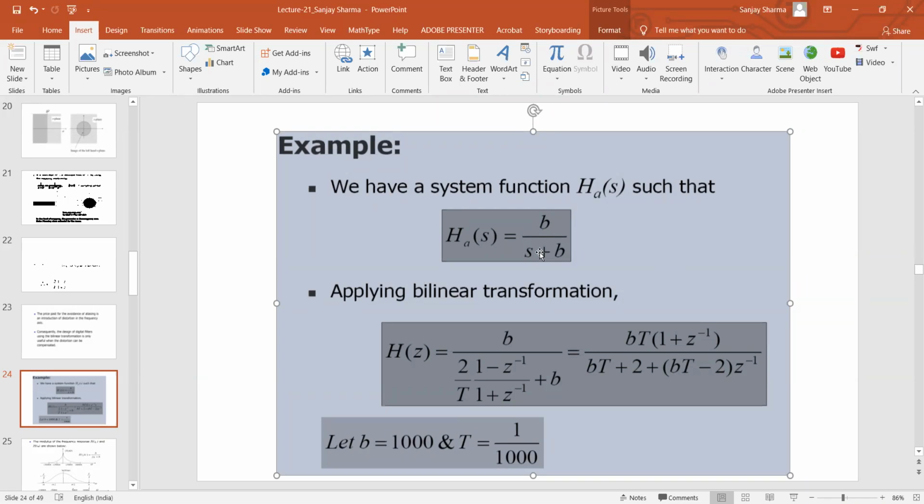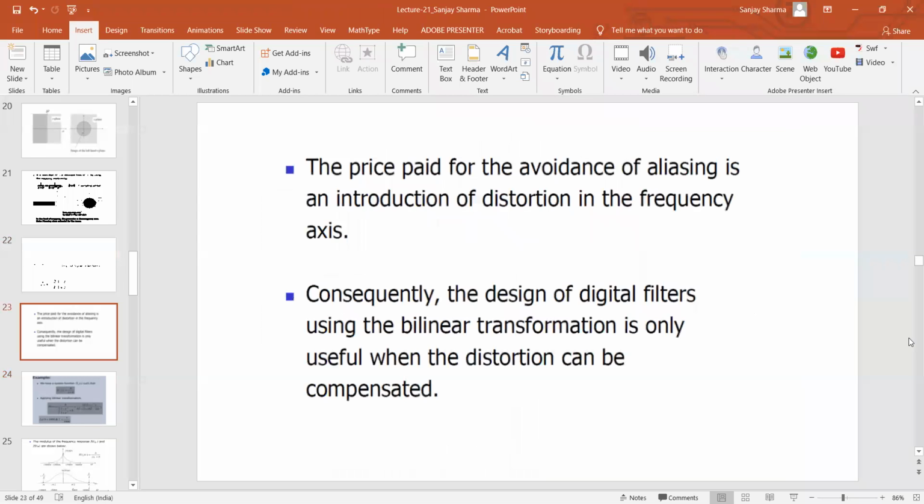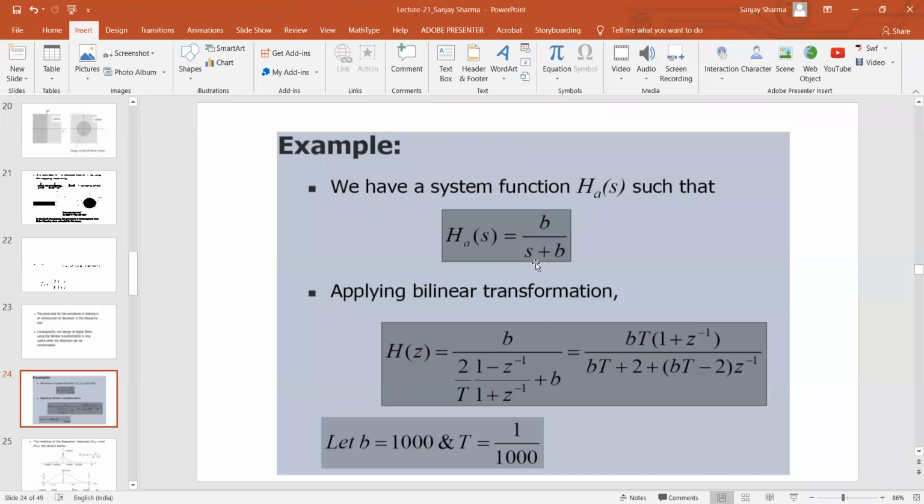But here in the bilinear transformation, as I told you, what you need to do is replace every s with this value. So that's the bilinear transformation. In this expression, every s has to be replaced with 2 by capital T, (1 minus z to the power minus 1) over (1 plus z to the power minus 1). That's what we do here. So we obtain H(z) as b over, we replace this s with this factor, and we get this digital filter out of it using bilinear transformation.